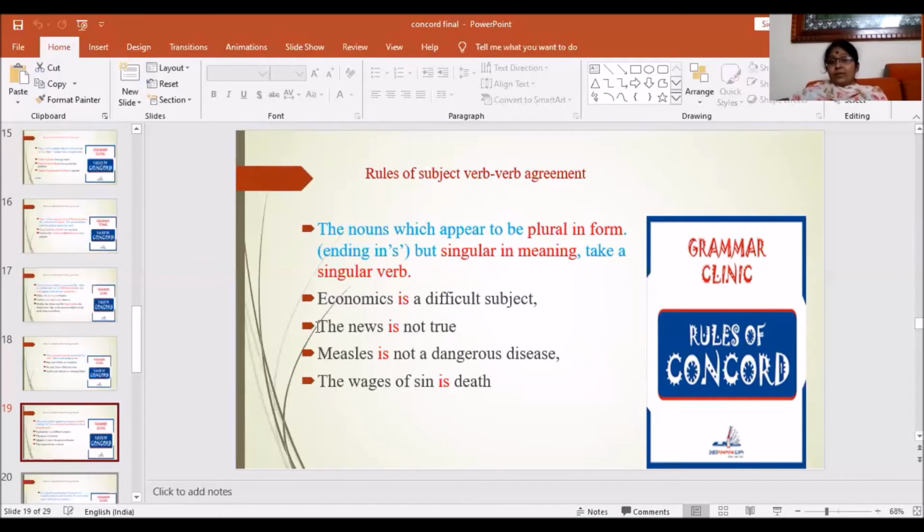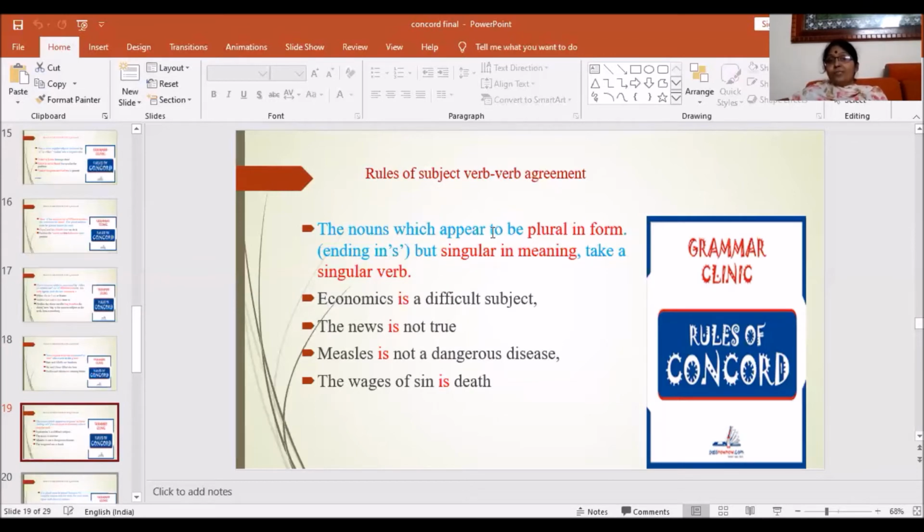Look at the next one. The news is not true. Though news is a plural word, it is a single subject. So our verb should be in singular form. Look at this sentence. Measles is not a dangerous disease. Though measles looks plural, it is one single name of a disease. So our verb should be in singular. The wages of sin is death. Right? So what do we understand?